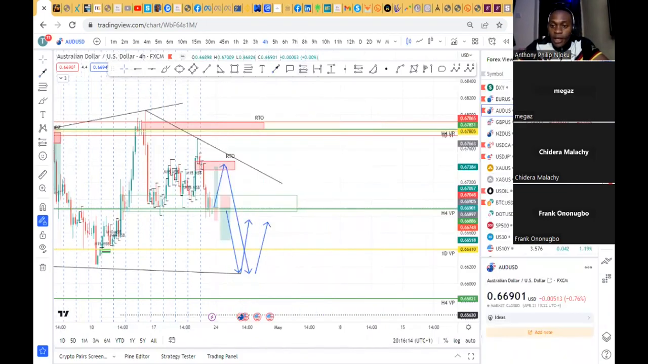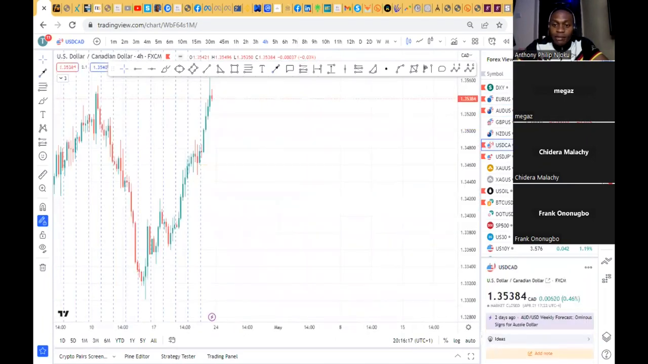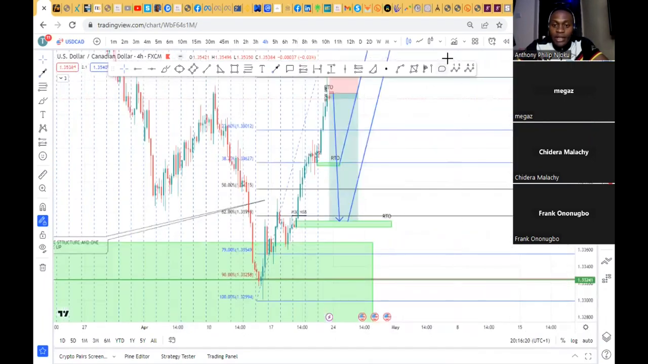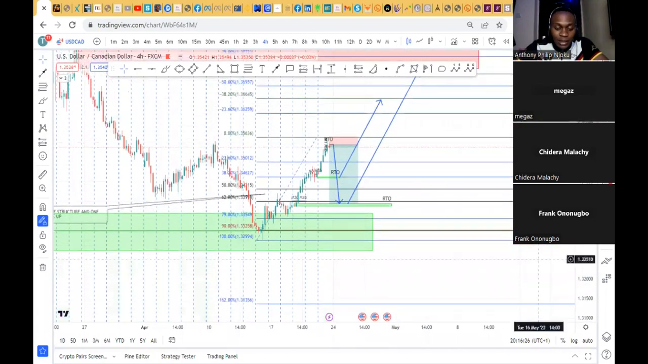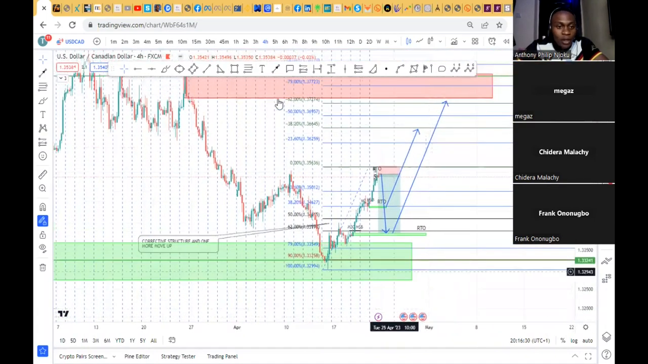Then another pair on my list for this week is the USD CAD. And I like the USD CAD. I like the structure it's giving me. So for USD CAD, this is a major impulsive move. This is a total reversal, not a corrective structure. This is a total reversal.